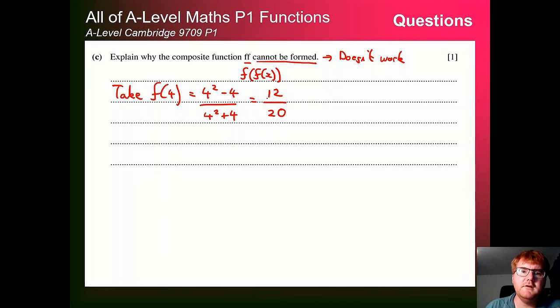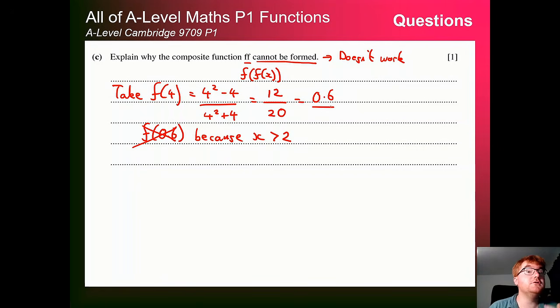So f of 4 is equal to 12 over 20, which is decimal. There's some of you who love decimals out there. That's equal to 0.6. Now what I want to do, if I had a composite function, is actually try to work out f of 0.6. But that's not possible because x must be greater than 2. And notice this 0.6 is not greater than 2.